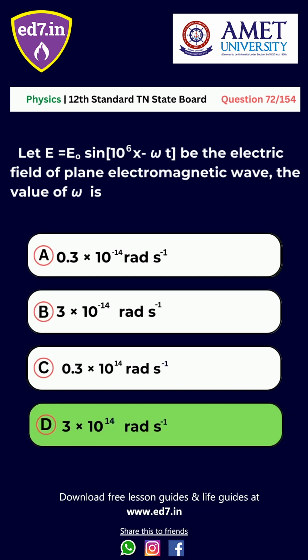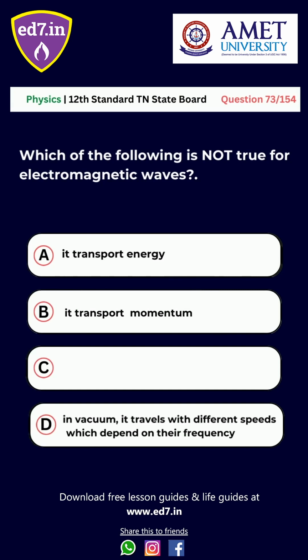3 into 10 power 14 rad s power minus 1. Question number 73. Which of the following is not true for electromagnetic waves? Option A. It transport energy. B. It transport momentum. C. It transport angular momentum. D. In vacuum, it travels with different speeds which depend on their frequency.